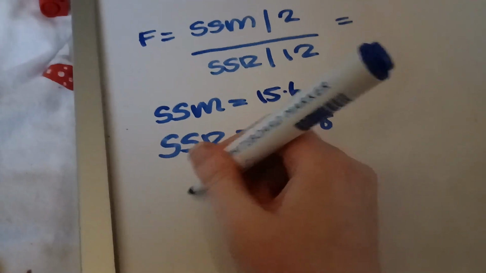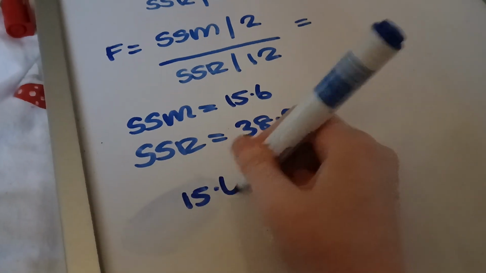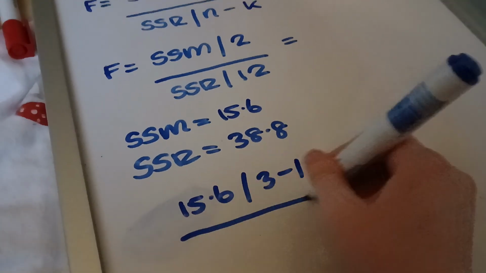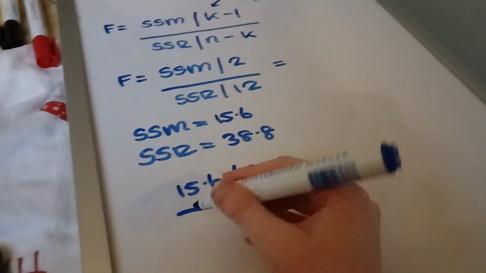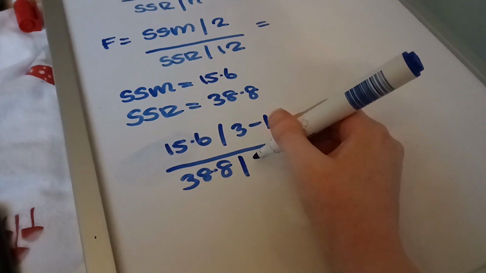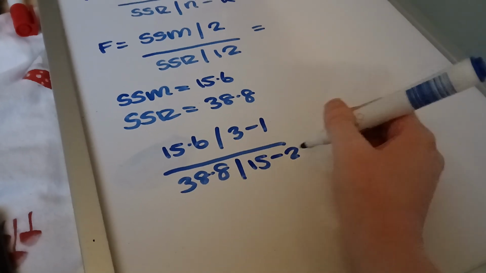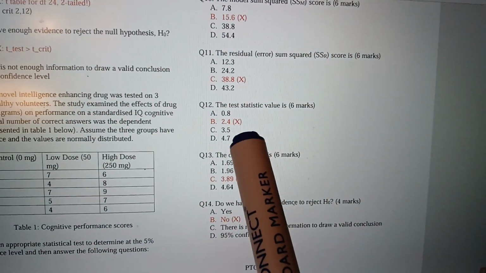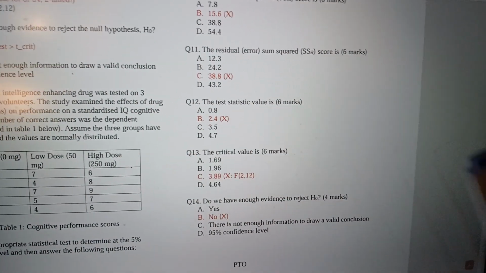So if we go back to our formula, we can do SSM, which is 15.6, divided by K minus 1, which is 3 minus 1, over 38.8 divided by 15 minus 3. I'm just going to calculate that and then we'll get our answer. So after calculating that, I got 2.41, which when we go to question 12, he basically rounded it down. So it's 2.4, so that's the correct answer.